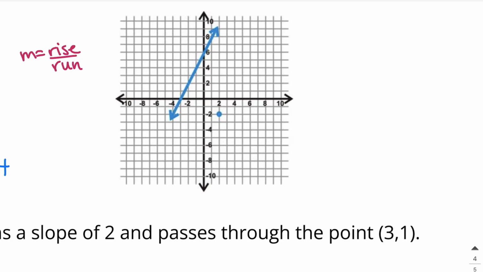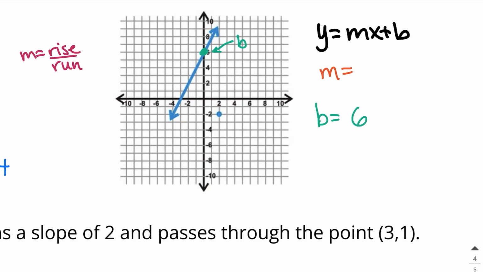All right, in our next one, it's the same exact idea. We're just going to say y equals mx plus b. We need to figure out what the m and the b are. So let's start off by writing out m equals, and then we'll also write out b equals. And b equals is always going to be where it crosses the y-axis. So this is your b, this is your y-intercept. So we know that b is +6.